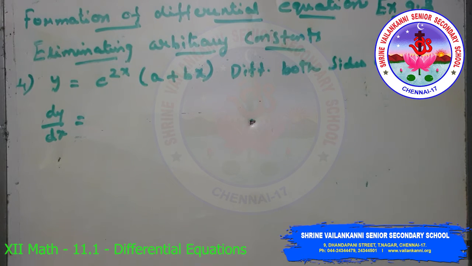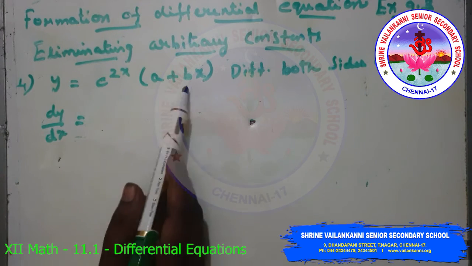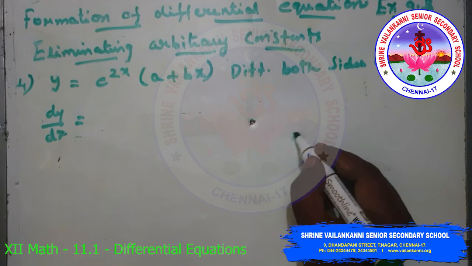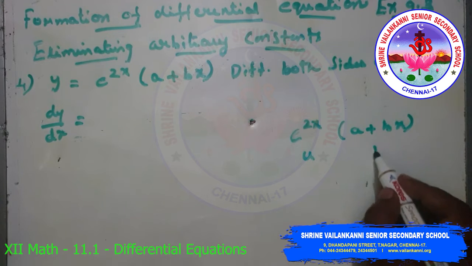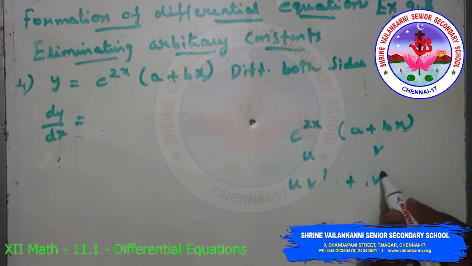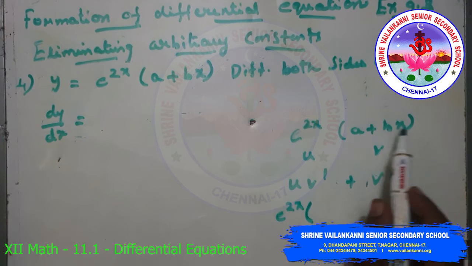Fourth question, y equal to e power 2x into a plus bx. Here we have two arbitrary constants a and b. So we have to eliminate these arbitrary constants and form a differential equation. So differentiating both sides with respect to x, we get dy by dx. Here we have to use the product rule, u into v dash plus v into u dash. So e power 2x into a plus bx.